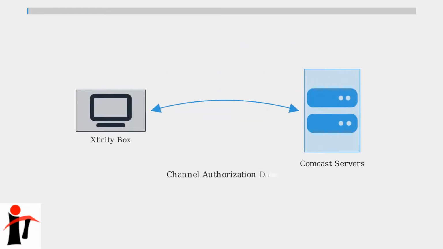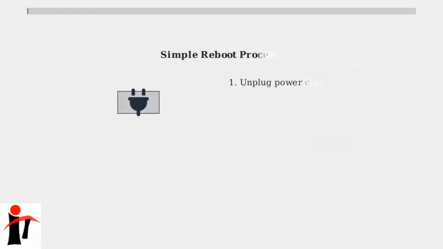Behind the scenes, your cable box is trying to communicate with Comcast's servers to download channel authorization data. This tells your box which channels you're allowed to access based on your service plan. The most common and effective solution is a simple reboot. First, unplug the power cord from your cable box and wait exactly 30 seconds. This allows the system to fully reset.